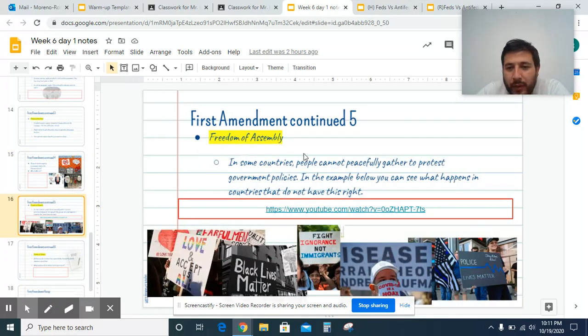Then we have another one. Okay, so this is the freedom of assembly. That just means that you can protest the government if you don't like something. In some countries, people cannot peacefully gather to protest government policies. So, for example, you can see right here, I'm going to play the video in a second. But think just for a little bit.